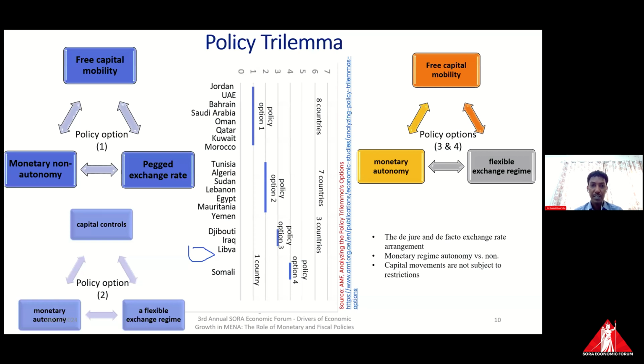And we see that in Tunisia, Algeria, Sudan, Lebanon, Egypt, Mauritania, and Yemen, well, policy option number 2 would be most suitable for this group of countries. And also, we have a couple of things you need to consider, because when we talk about the fixed exchange rate, this refers to a hard peg. Otherwise, it could be like a flexible regime, even if the central bank is pegging within a narrow band, because it allows for limited fluctuation within the band. If the exchange rate exceeds the band, then the central bank might find a way to intervene in order to bring it back to the band.